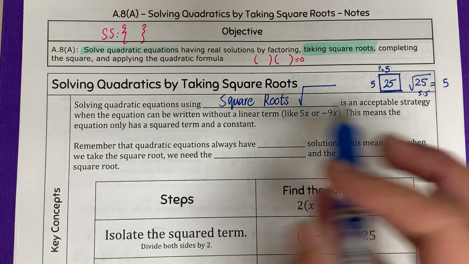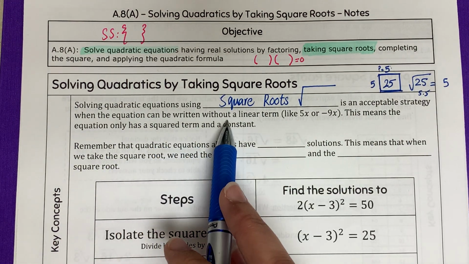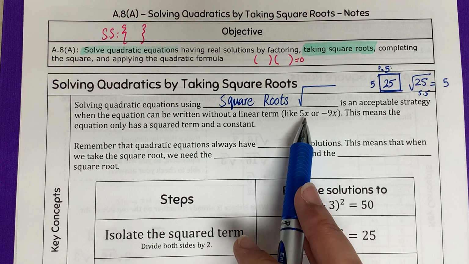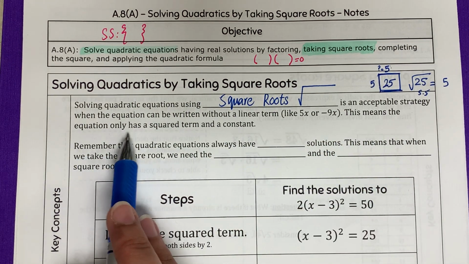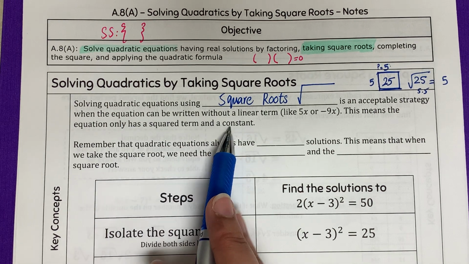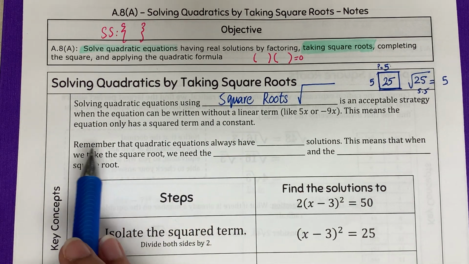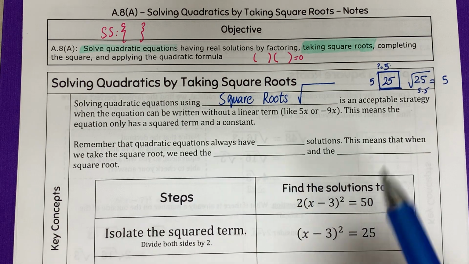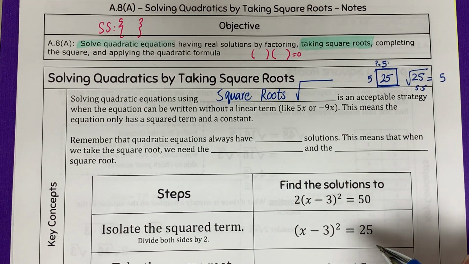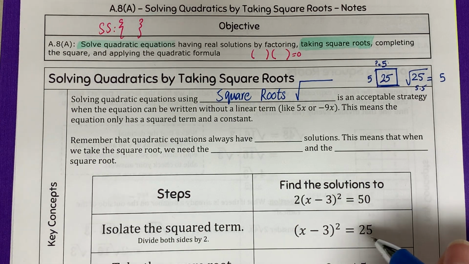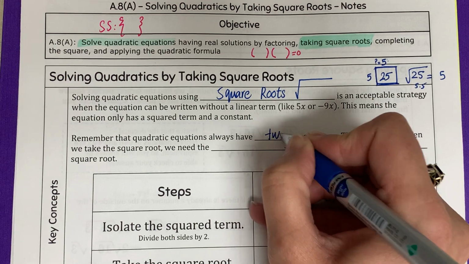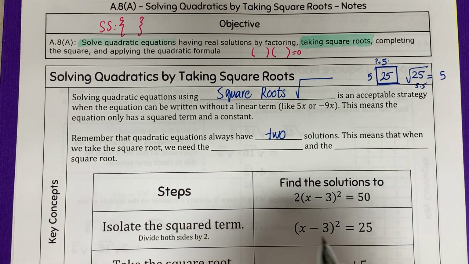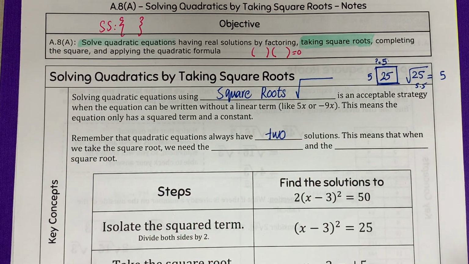It is an acceptable strategy when the quadratic equations can be written without linear terms such as 5x or negative 9x. That means that the equation has one square term and a constant. Remember that a quadratic equation can have two solutions. This means when we take the square root, we need blank, and the blank can have two solutions. We need to take the blank and the blank of the square root.